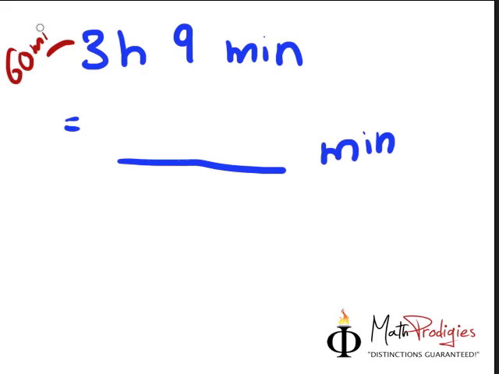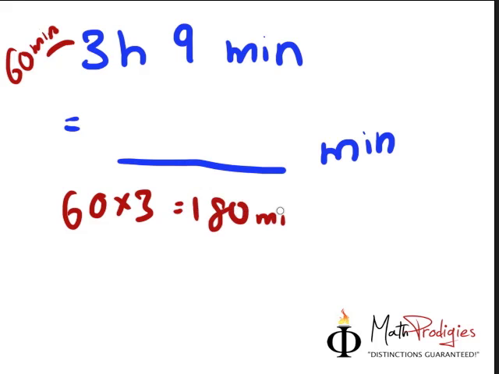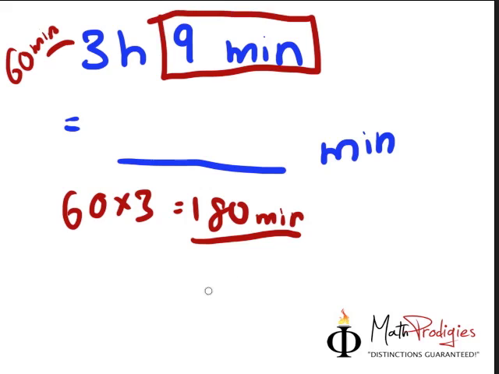So to find out how many minutes there are in 3 hours, we take 60 times 3, which gives us 180 minutes. So is the answer 180 minutes? Yes? No. Because there's an extra 9 minutes at the back. So 180 plus 9 gives you 189. High five to you, you got that one right because you are a math prodigy. Good job. And let's move on to the final question.